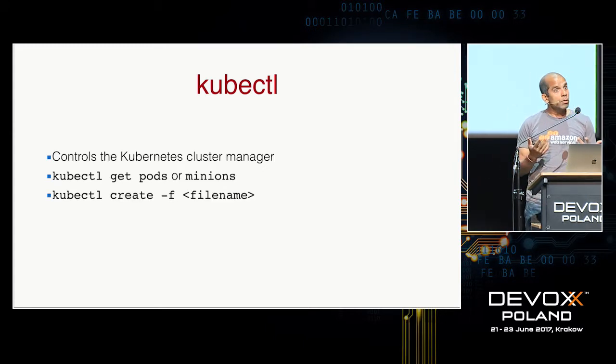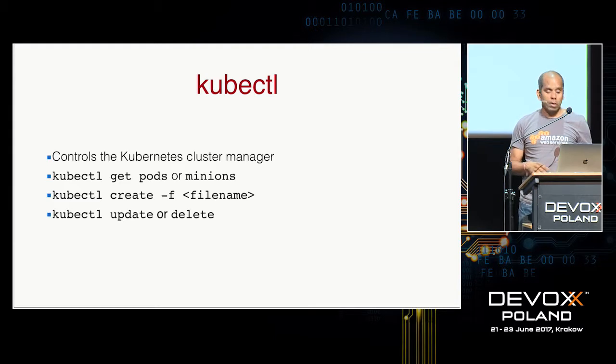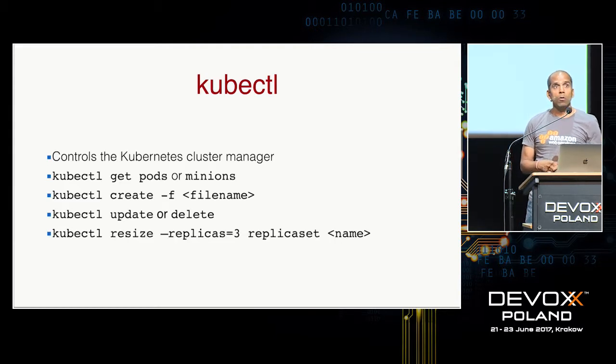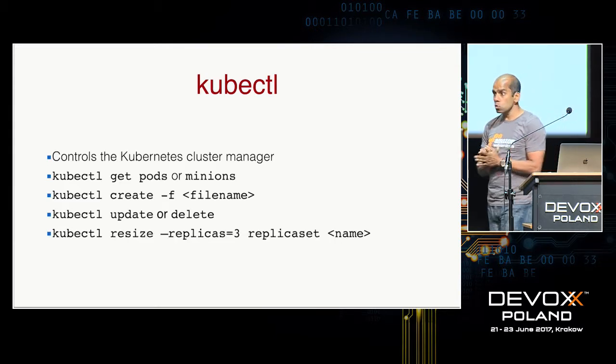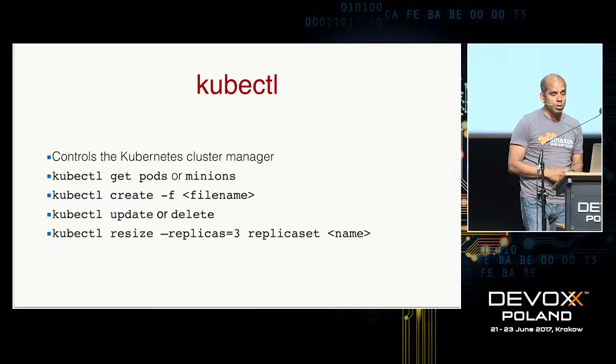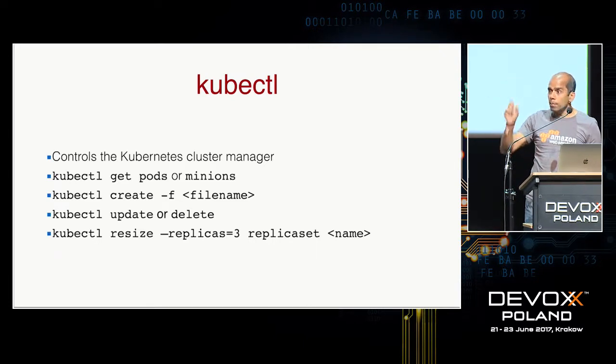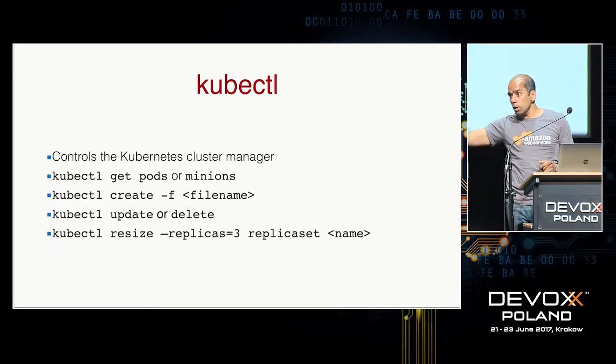You can create any resource. So you can say kubectl create -f and the resource configuration file. You can update or delete any resource. Now, let's say a replica set is one of the resources that you have created, and you want to change the number of replicas for that resource. Then you can easily say resize --replicas, how many replicas, and replica set, and then the replica set name.